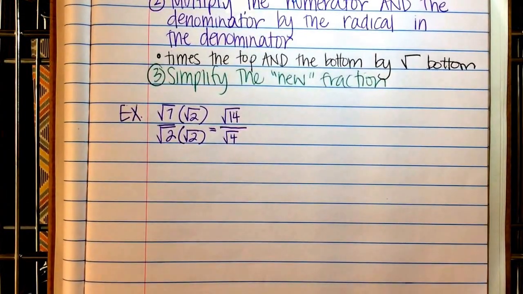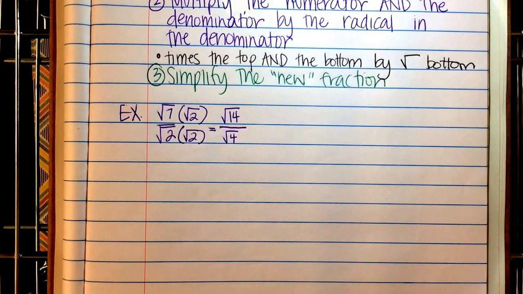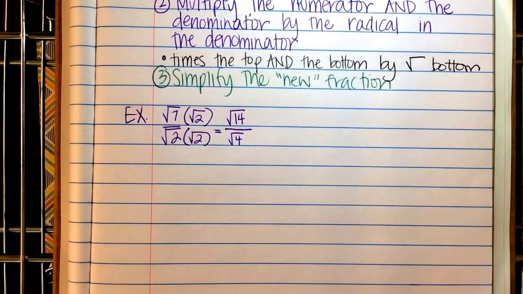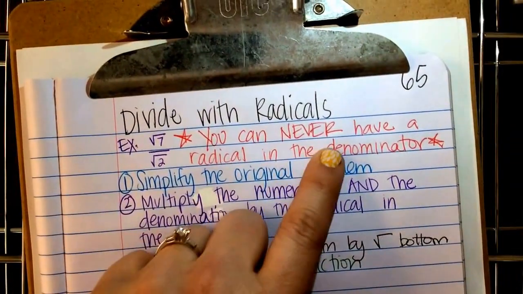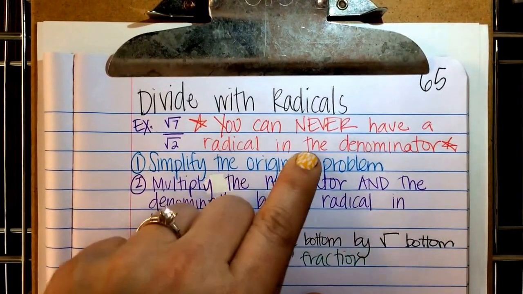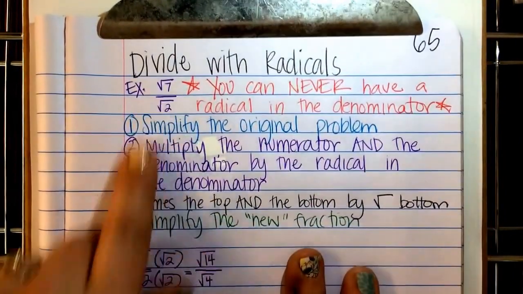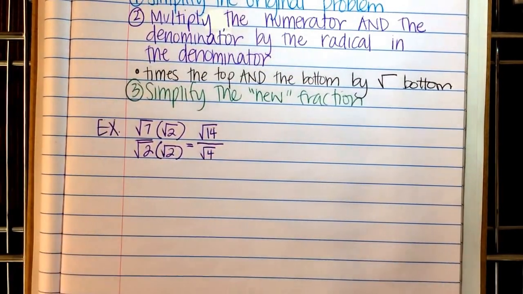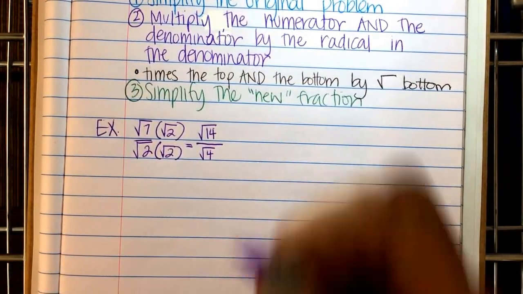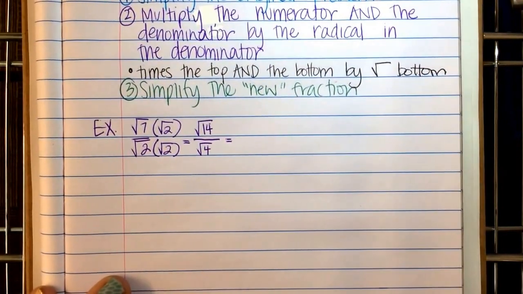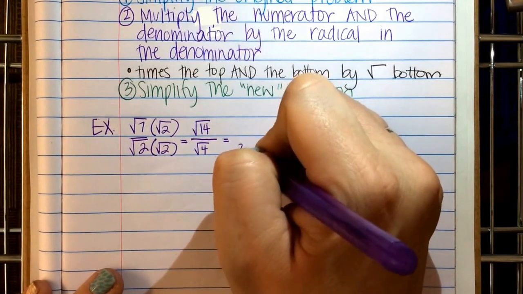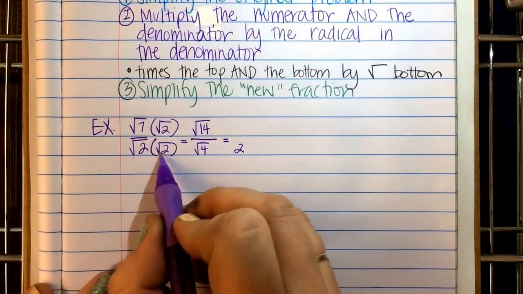But wait a second. Didn't I just say you can't have a radical in the denominator, and we just did all this work and I still have a radical in the denominator? I just told you, you can never have a radical in the denominator. So you have to go through these 3 steps. I did it, but I still have a radical. Jacob, what's wrong? I can simplify radical 4. The square root of 4 is really 2. So I did get rid of the radical sign.